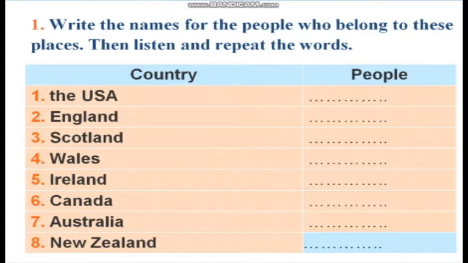1. The USA, the Americans. 2. England, the English. 3. Scotland, the Scottish, the Scots. 4. Wales, the Welsh. 5. Ireland, the Irish. 6. Canada, the Canadians. 7. Australia, the Australians. 8. New Zealand, the New Zealanders.